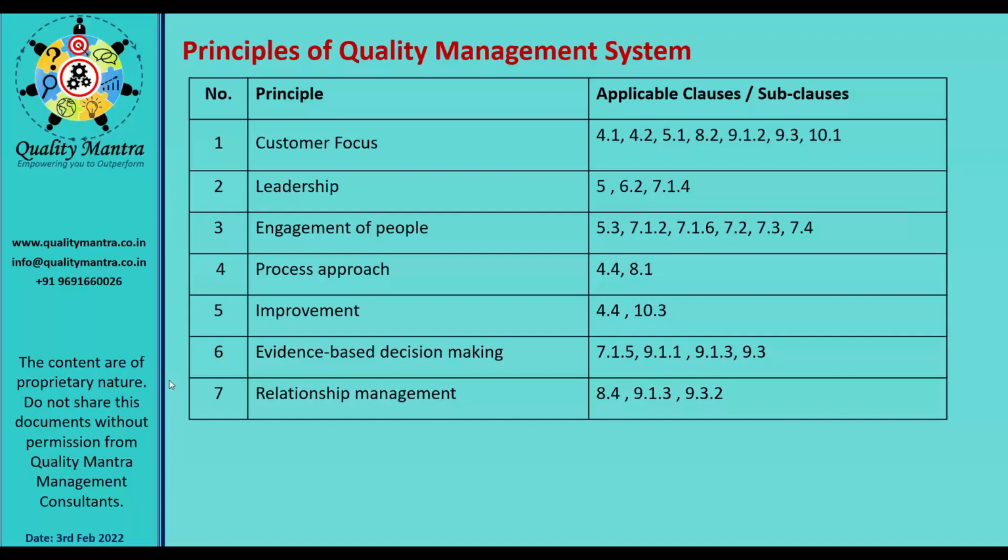Then comes leadership. The entire clause number 5 is focusing on leadership, what a leader should do, what activities are to be performed by the leader, how they should ensure that the quality management system is focused and continually improved in the organization. They have to provide the resources. Then the 6.2 planning clause and 7.1.4, all these clauses are related to leadership.